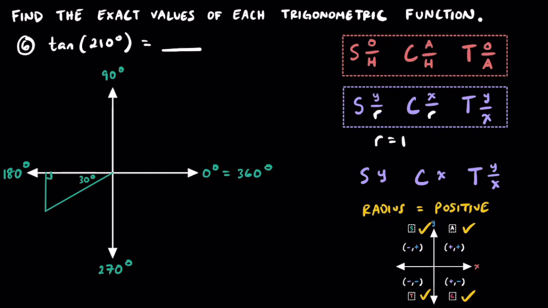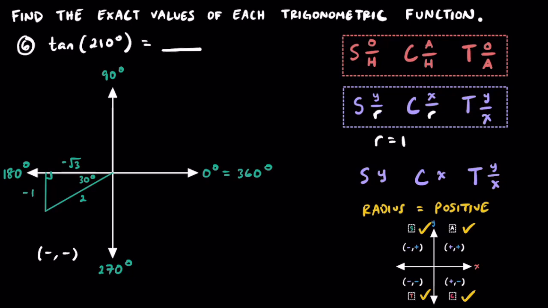And once again, we have our special 30, 60, 90. Now we have a 1, and that's our vertical distance, or our y value. It's going to be a negative 1. And we'll have a radius of 2, and the radius is always positive, and we have a horizontal distance of the square root of 3, and that's going to be a negative x value. Keep in mind that in quadrant 3 we have a negative x and a negative y, so that checks out.